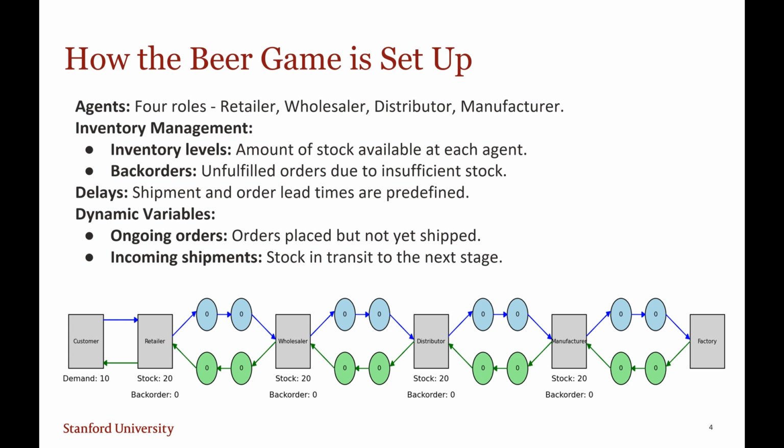Additionally, there are two dynamic variables. Ongoing orders, represented by the blue arrows. These are orders placed but not yet shipped. Incoming shipments, represented by the green arrows. These are stock currently in transit to the next stage. The diagram illustrates how demand flows from customers to the retailer and upstream to the wholesaler, distributor, and manufacturer, finally reaching the factory, which assumes unlimited production capacity.